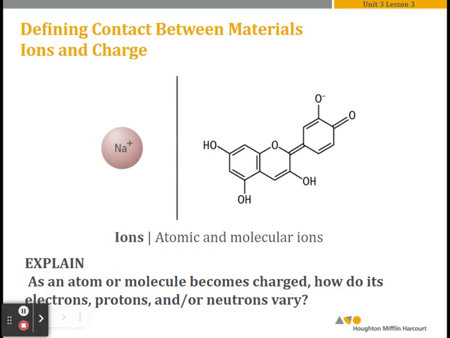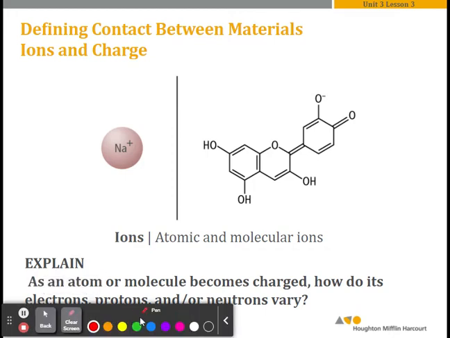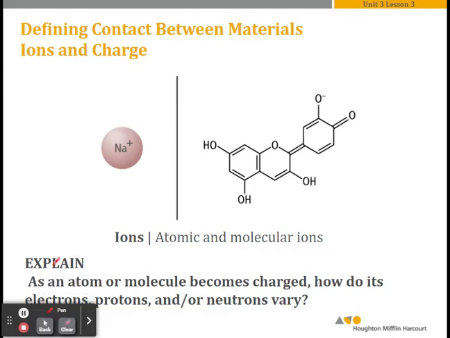Here we see two different ions. These are both ions. They both have charges. On the left, we see a sodium ion. The sodium ion has a positive charge. So this was one atom of sodium, and it lost an electron, so it became positively charged.